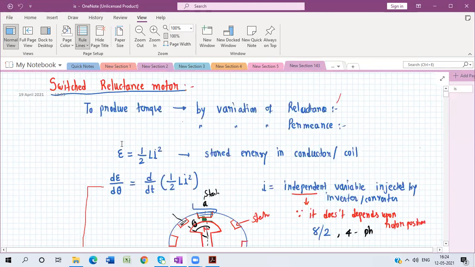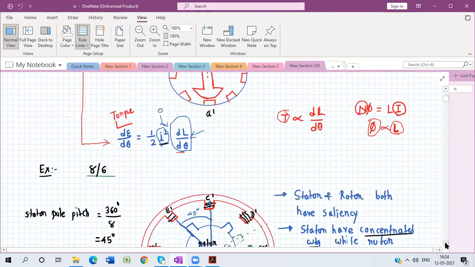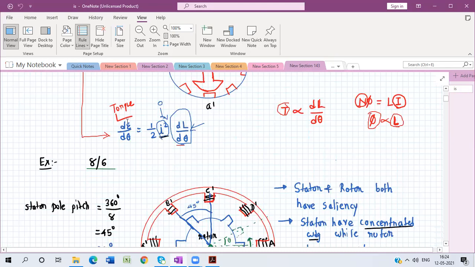Okay. So in a switched reluctance motor, are you able to see these equations we have derived? Which one is the torque? The torque is proportional to what? Torque is equal to 1/2 I square dL by d theta. So you have to remember that if there is a change in current, how much the torque changes, and the relationship between the variation of inductance with respect to theta and the torque.